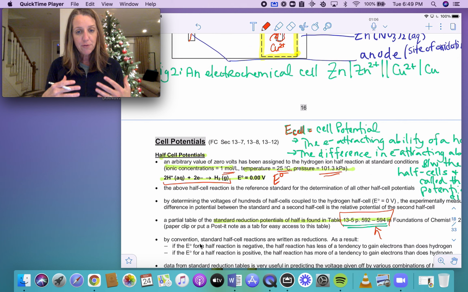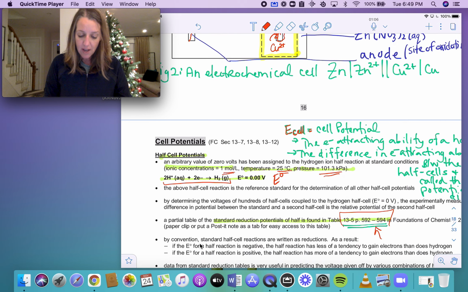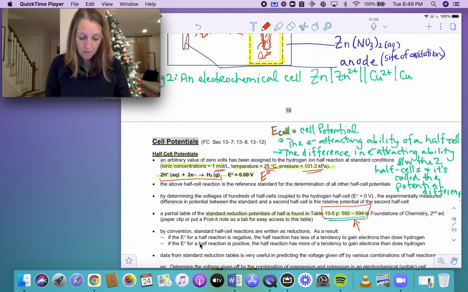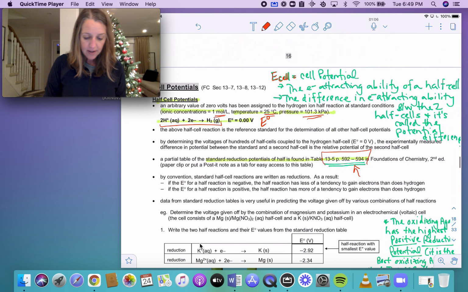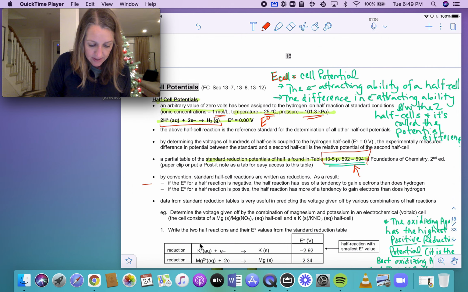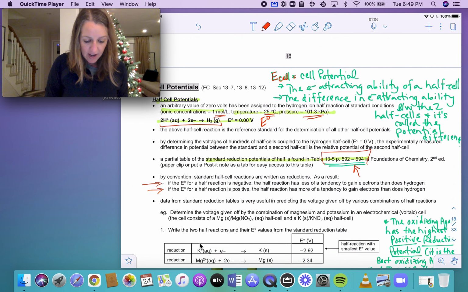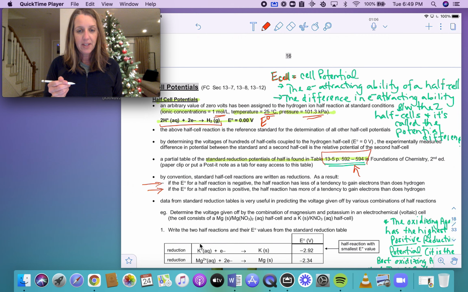By determining the voltage of hundreds of half cells coupled together, you can experimentally measure the difference in potential between them. By convention, the standard half cell reaction is always going to be written as a reduction. It's always going to be shown in this table comparing reductions.